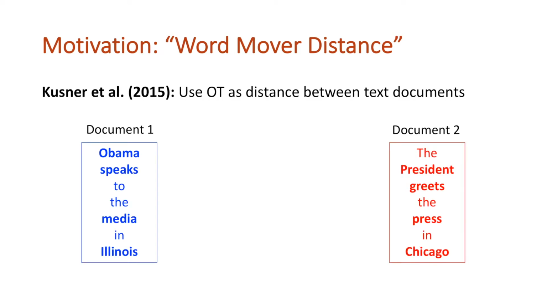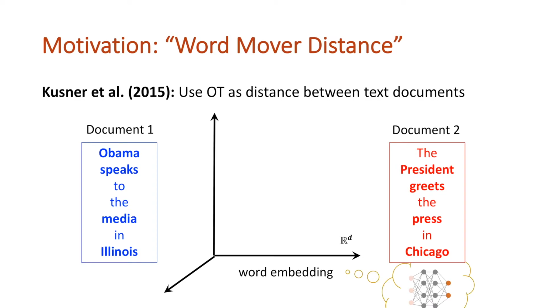For example, we have 2 sentences. Obama speaks to the media in Illinois, and the president greets the press in Chicago. These sentences don't have any overlapping words except for stop words, so to many classic algorithms it might seem like they don't have anything to do with each other, even though to a human reader it is obvious that they mean basically the same thing, at least back in 2015 when this paper was published and Obama was president.